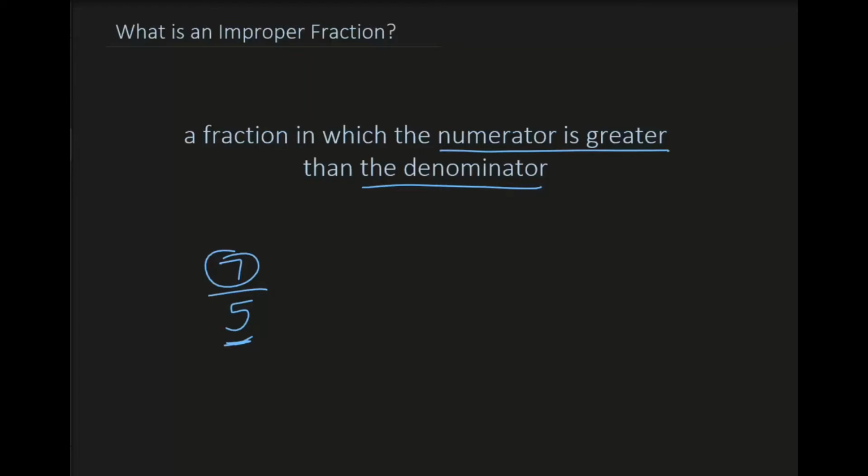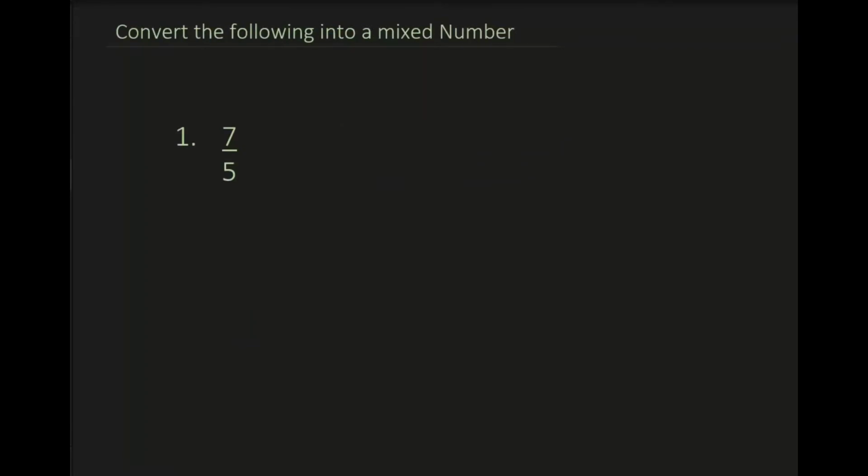So now I'm going to show you how to convert it. Convert the following into a mixed number. So we have an improper fraction right here, 7/5. Now we are going to convert this into a mixed number. And how do we do that? Well, I'm going to show you two ways of doing it.